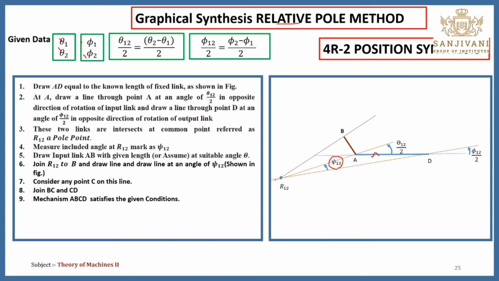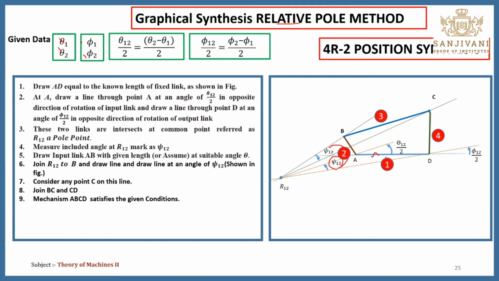Next, you have to join this R12 to B, and from this position R12 to B, you have to take an angle of psi 12 in the opposite direction. This direction is clockwise. You measure this angle, and take the same angle over here. You will draw one new line. On this line you can assume any one point, which is the point C. Now you have to join BC and CD.